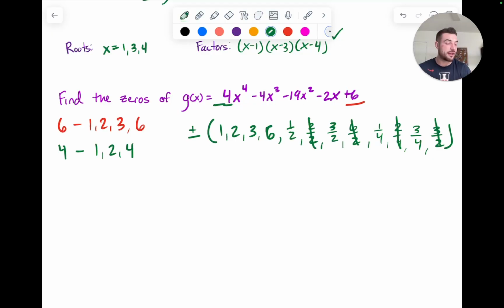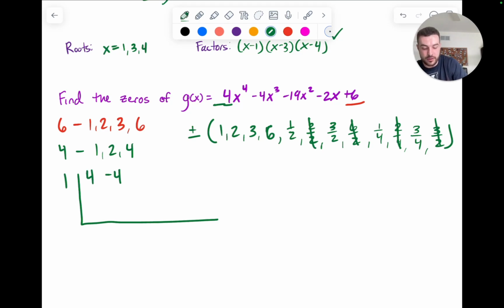Using only what we have right now, I can go ahead and pick a value and try to do my synthetic division. So I'm going to start with 1, and what that means is I am checking to see if x minus 1 is going to be a factor. So I do my synthetic division pretty quickly.